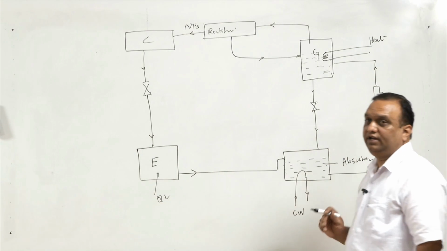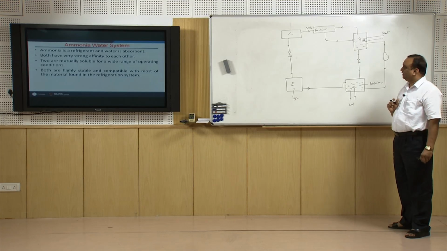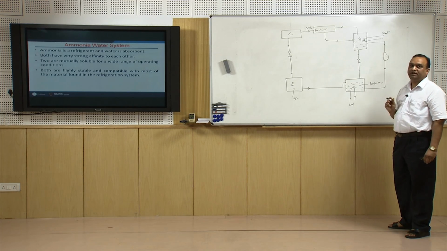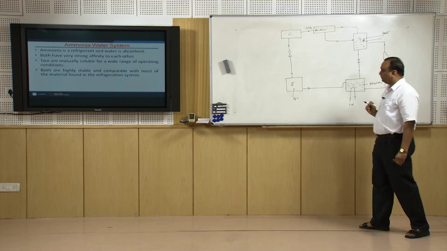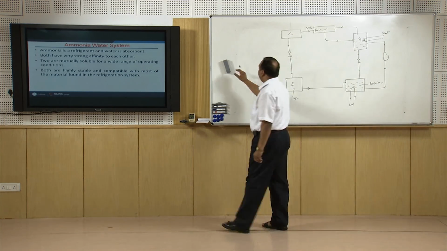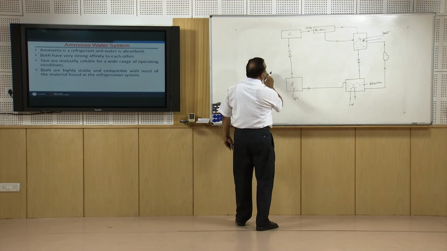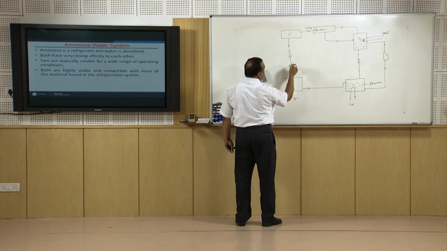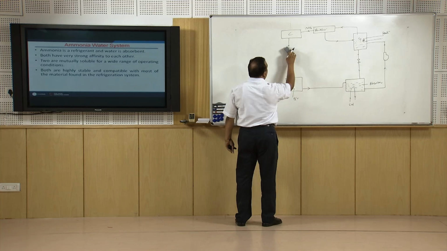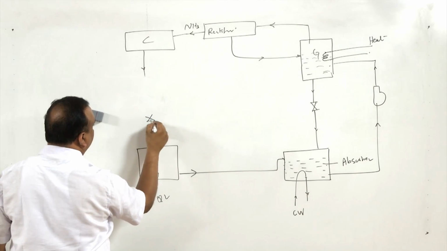Now, in order to increase the efficiency of the system, we can provide one or two heat exchangers which can improve the efficiency of the system. The system efficiency can be improved. Say this, suppose this condenser vapor, this is the expansion valve, I will put somewhere here.